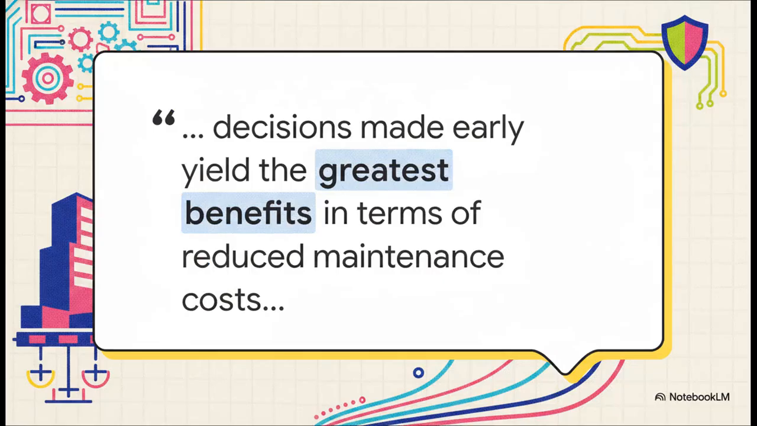The research across all our sources overwhelmingly supports this one key idea. Architectural decisions made early in the development process yield the greatest benefits in terms of reduced maintenance costs, improved quality, and enhanced scalability. Investing the time and money to choose the exact right software foundation on day one guarantees long-term product viability, significantly lowers defect rates, and above all, ensures the device is actually safe to use.